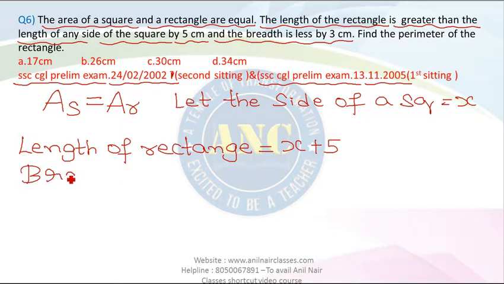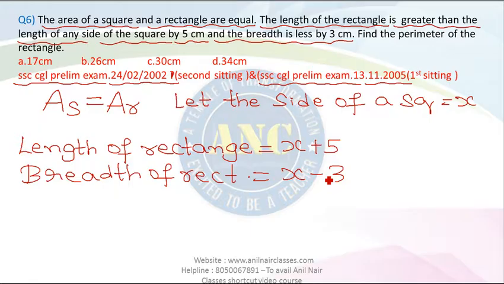That means the length of the rectangle is 5 more than x, and the breadth of the rectangle is 3 less than x, that means it is x minus 3. Because we don't know the side of the square as of now, I called it x. So the length of the rectangle is x plus 5, and the breadth of the rectangle is x minus 3, both in terms of the variable x.